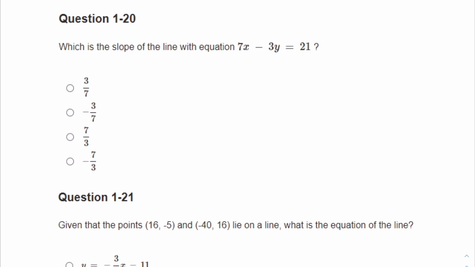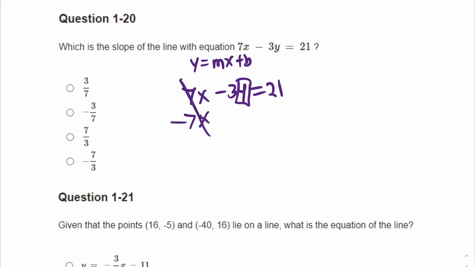The slope of this equation, okay, so this is standard form. To find the slope, we're going to change this to y equals mx plus b form. Which means we are going to get y by itself. To get y by itself, we need to cancel out 7x's. We're going to subtract 7x to cancel it out. If we subtract it from the left, we're going to subtract it from the right.